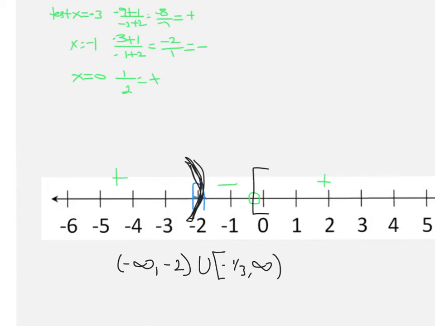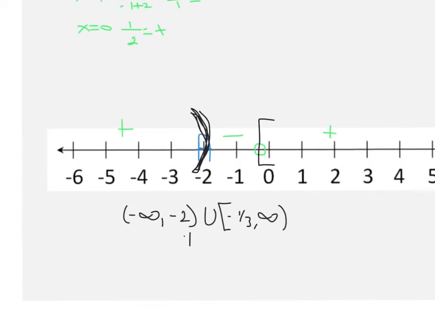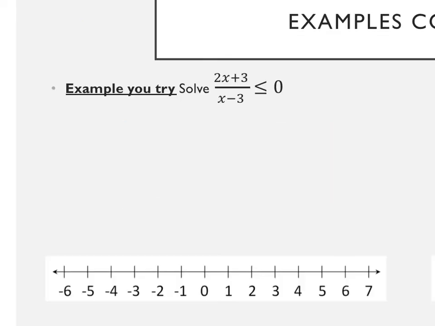Okay, and remember, we're going to use a parenthesis here because this is where the function is undefined. Take a minute or two and try the example you try.